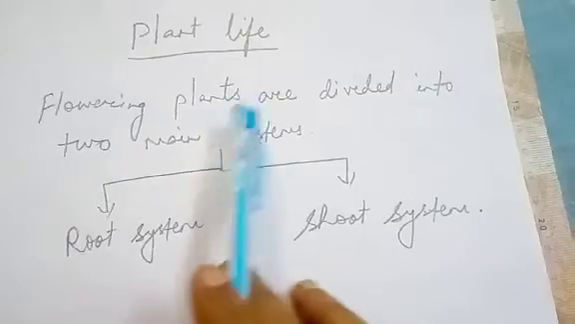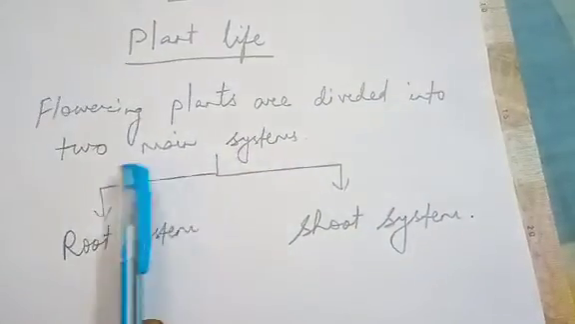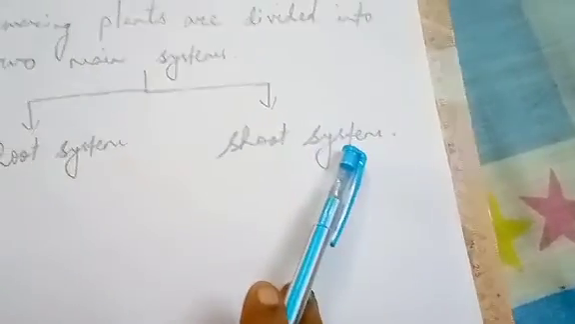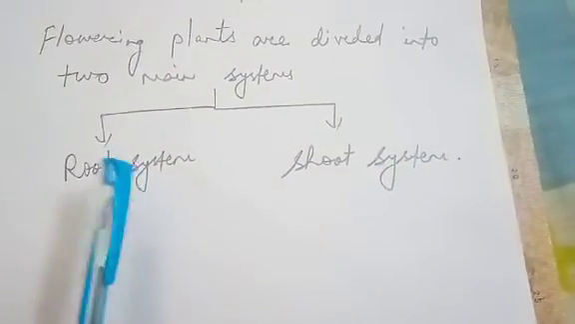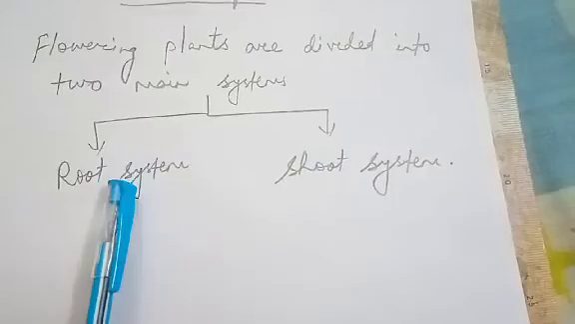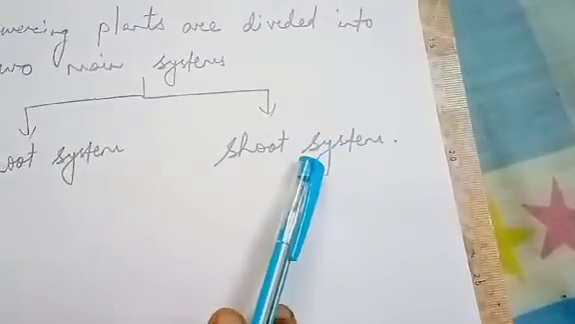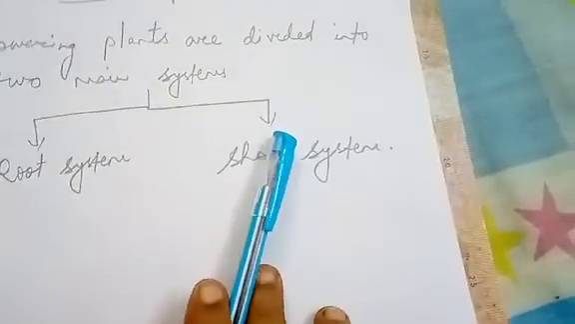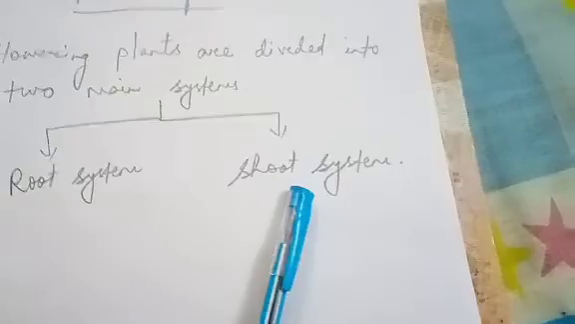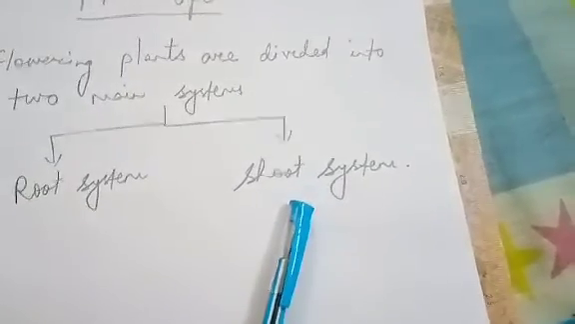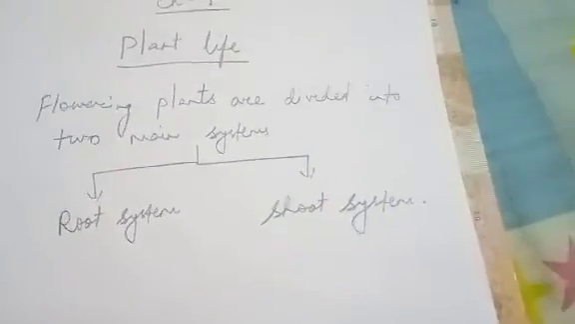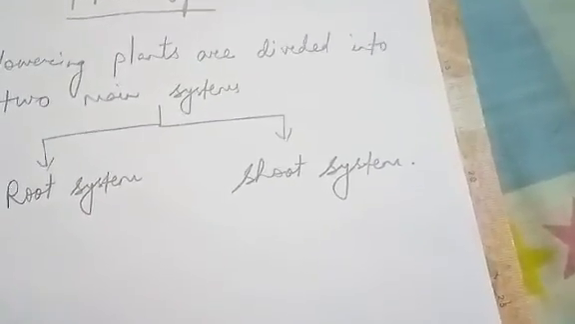Flowering plants basically consist of two main systems. One is the root system and one is the shoot system. Now what is the root system? The root system is the part of the plant which remains under the ground, and the shoot system includes all the parts of the plant that are above the soil, that is stem, leaf, branches, flowers, fruits, etc. Now in this chapter of your class, we will basically discuss the shoot system.